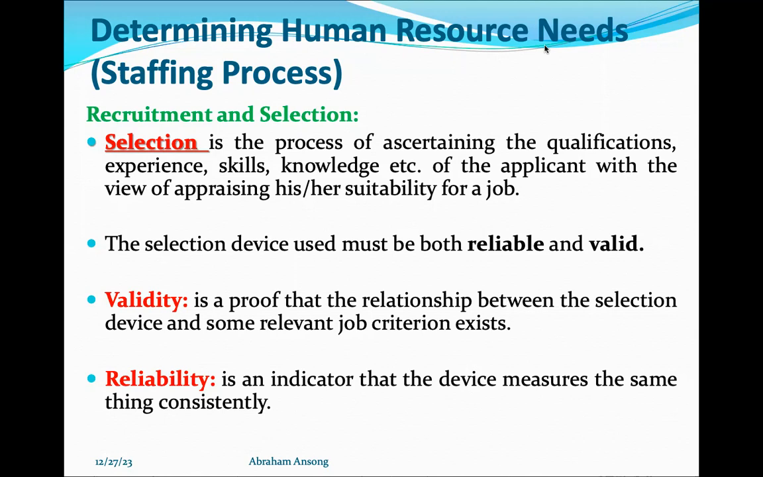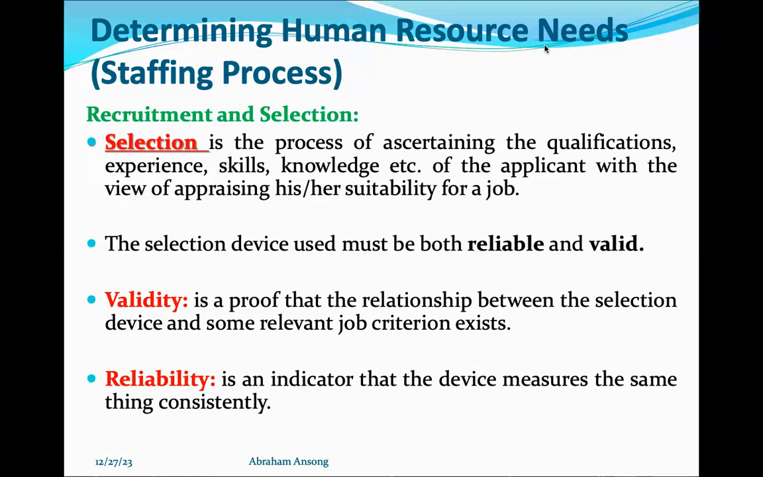So selection is the process of ascertaining the qualifications, experience, skills, knowledge, etc. of the applicant with the view of appraising his or her suitability for a job. So as I indicated, with selection you now want to verify the applications that have been submitted. You want to go through them and then compare the qualifications, the experience, skills, and knowledge of the applicants against the requirements of the job that you're seeking somebody to come and do. Okay, so that is the process known as selection.